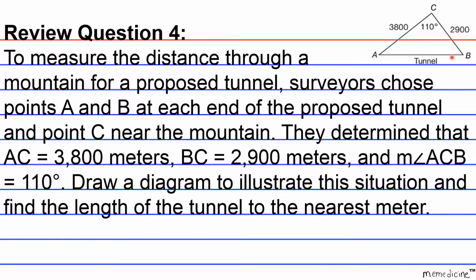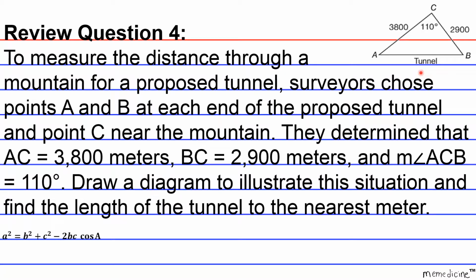Now we have to find the length of the tunnel to the nearest meter. We know 2 measures of this triangle, and we also know an angle. So with this information, we can use the law of cosines to find the missing side. The law of cosines states that a squared is equivalent to b squared plus c squared, where the side opposite the labeled angle or point gets the lowercase equivalent letter, and that is the label for the actual measured side.